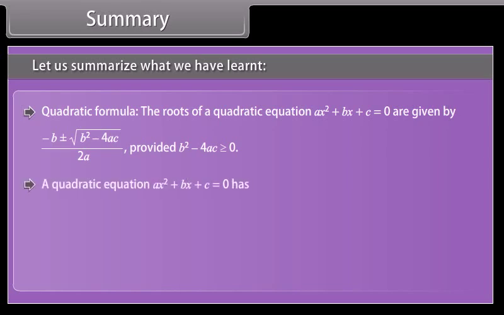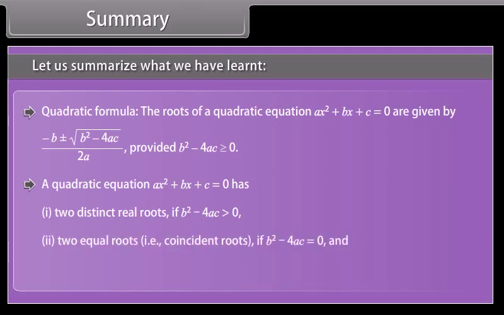A quadratic equation ax² + bx + c = 0 has 1. Two distinct real roots if b² − 4ac > 0. 2. Two equal roots, that is, coincident roots, if b² − 4ac = 0, and 3. No real roots if b² − 4ac < 0.